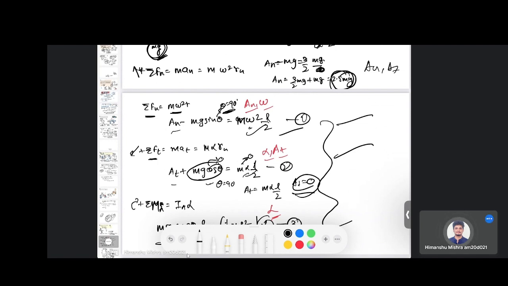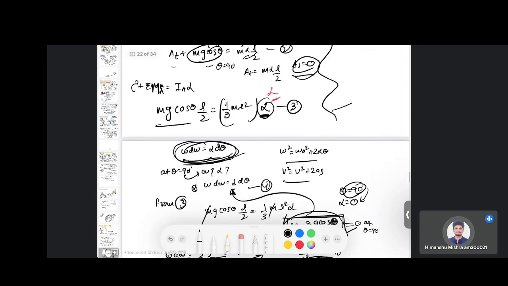So in case you have more unknowns than the three equations obtained from force balance and moment balance, you can use the kinematics equation as a fourth equation to calculate the unknowns. And just note that there are multiple kinematics equations, so you have to judge which equation you need to use. Here I used omega d omega equals alpha d theta, but there are two other kinematics equations as well. And you need to judge which equation you need to use.